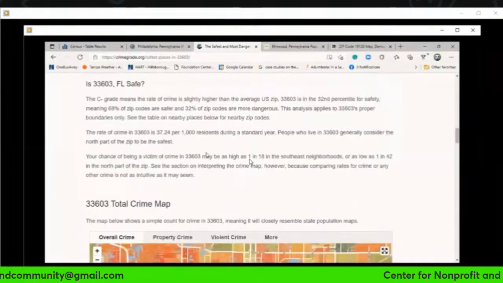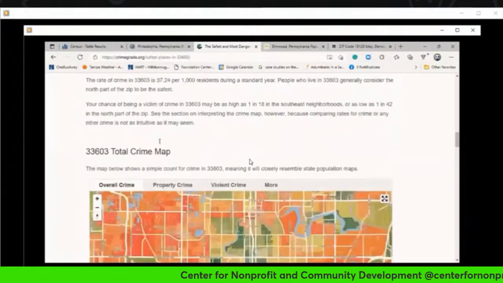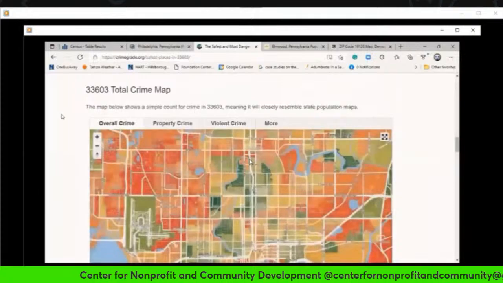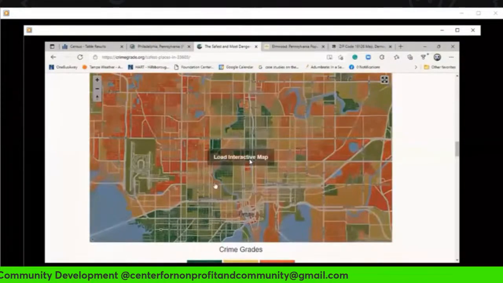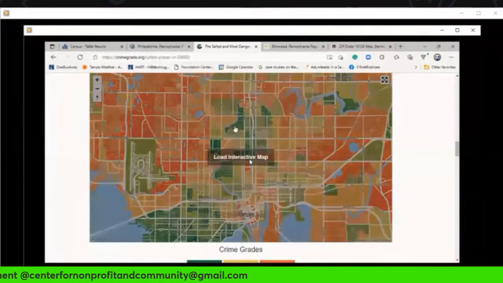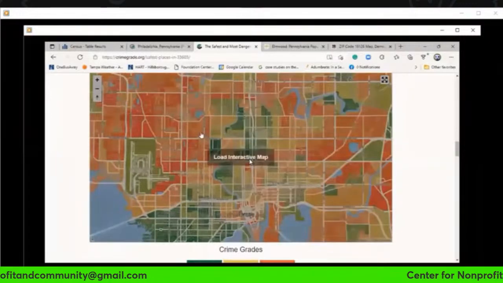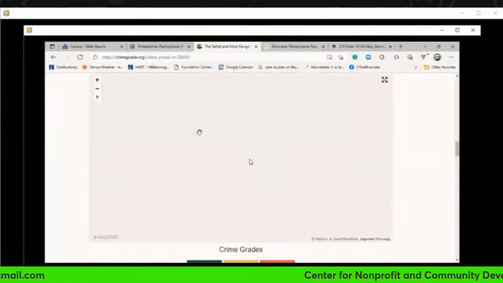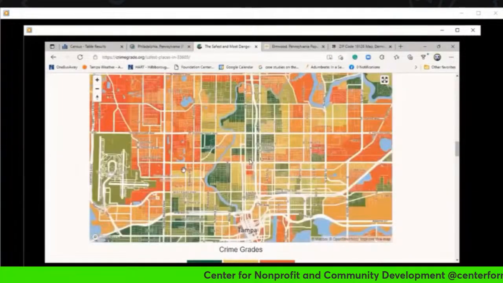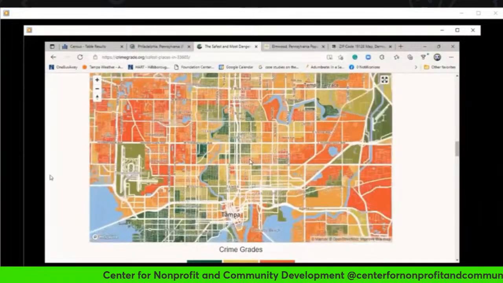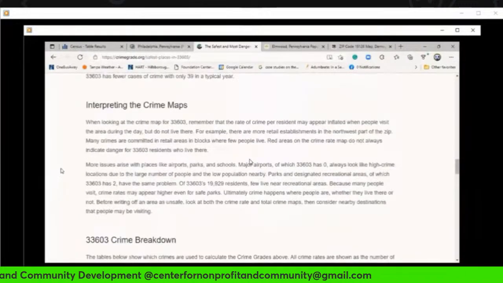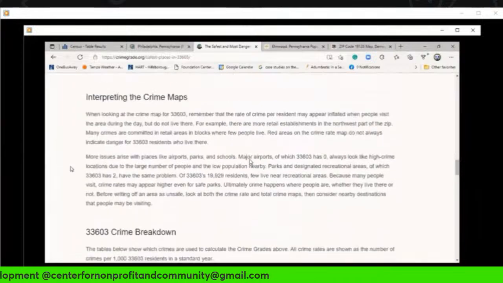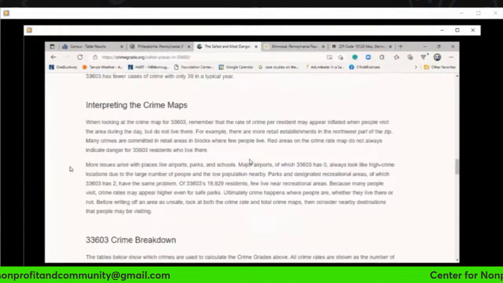Again, it talks about how safe it is, and it gives you a breakdown of why it gets the grade C. Again, I love this map right here. You can go on this map, and it's supposed to interact with you. Let me hit that button. Okay, so anyway, that didn't work out as much as I wanted it to. But you see what I'm trying to get across.